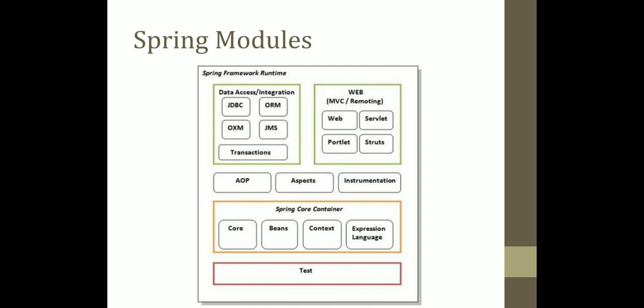The second part of the third layer is aspects. The aspects module helps to integrate with a powerful AOP framework known as AspectJ. And the third part is instrumentation. For certain application servers, this module provides support for class instrumentation and class loader implementation. So these are the things that are used in the third layer, that is the AOP, aspects and instrumentation layer.